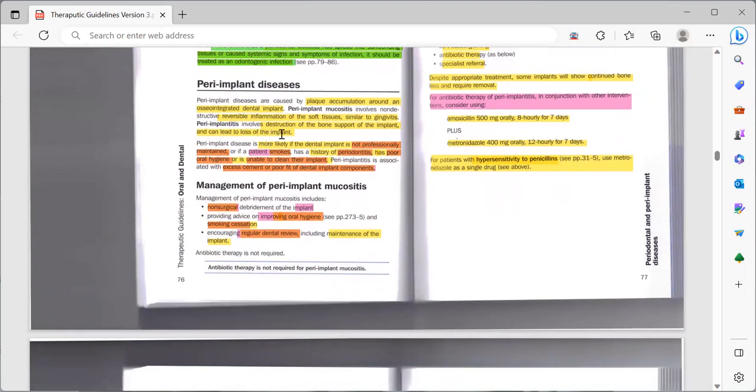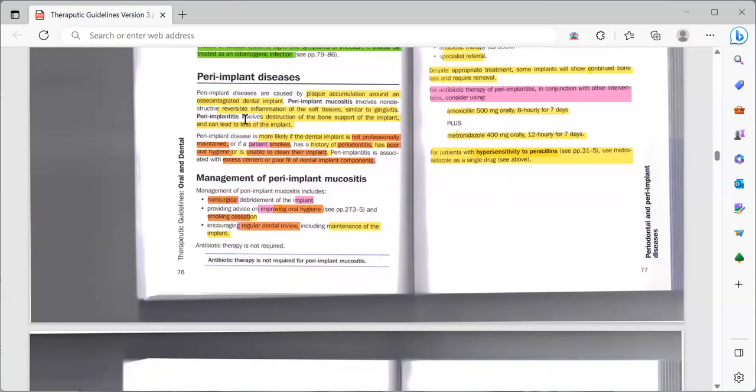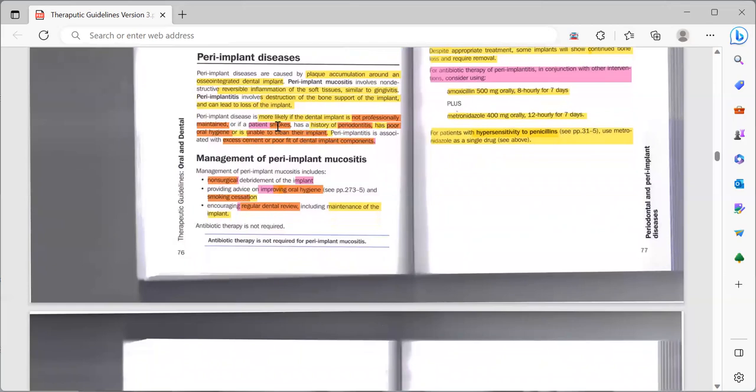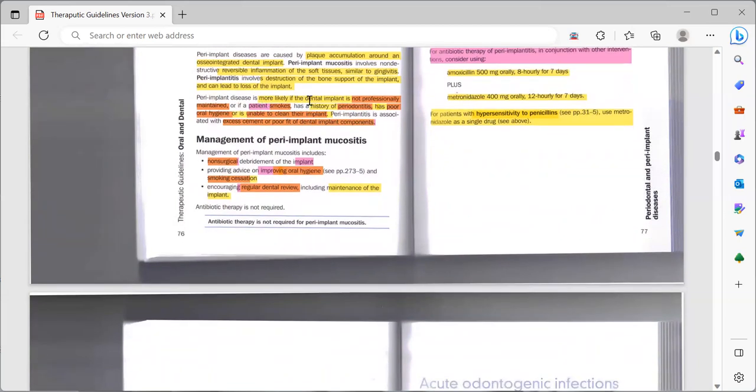And the peri-implantitis, it would involve the destruction of the bone support of the implant and can lead to the loss of the implant. So if the patient has peri-implantitis, it means you can see in the x-ray that there is a bit of bone loss around the implant. Then there is a potential that he may lose that implant if he does not do any treatment, or if there is any option that the specialist can offer to him. Peri-implant disease is more likely if the dental implant is not professionally maintained or if a patient smokes.